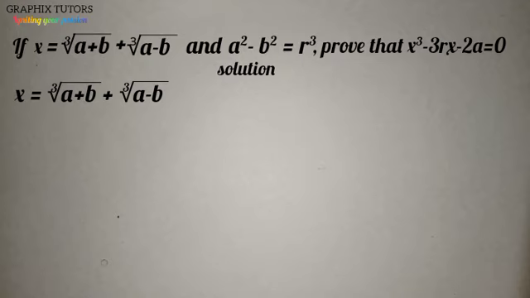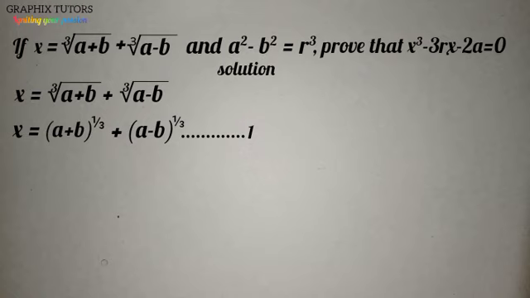Now if I implement it into my expression above, I'll have x is equal to (a plus b) to the power of 1 over 3 plus (a minus b) to the power of 1 over 3, right? The 1 over 3 represents the cube root there. If it is a square root, it will be 1 over 2. So this is my equation 1.